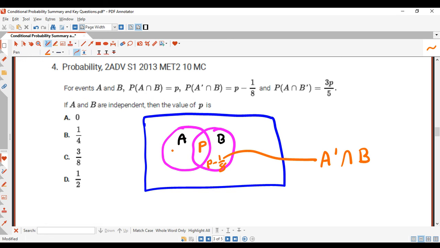All right. Now A intersect not B. So A and not B is this little section in here. So let me tag that. That part there is A intersect not B. All right, so that will be 3p on 5, the probability. Okay, so we've got those tagged. Now for independent events, what do we know? Because it tells us, so we've tagged all the information. Now it tells us that they're independent events. Now that means, so I'm going to write that down. So independent events.